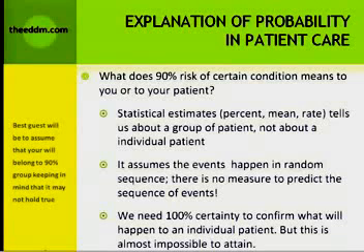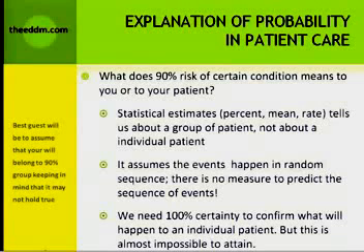First of all, this is a statistical estimate, 90%. It tells you about a group of patients, not about an individual patient. All the statistical numbers happen in random sequence. There is no measure to predict the sequence of events. There is nothing in literature or in science that can predict what sequence the event will happen.